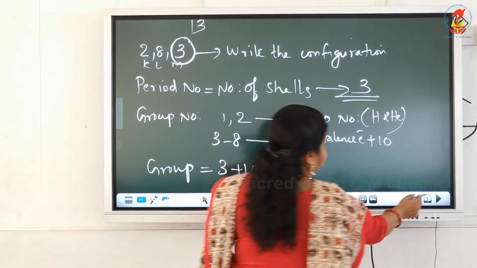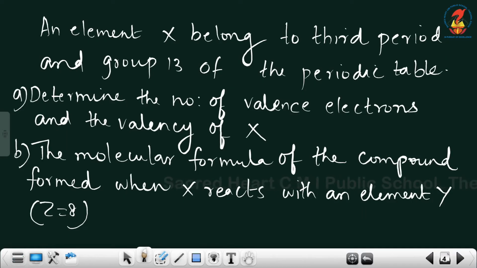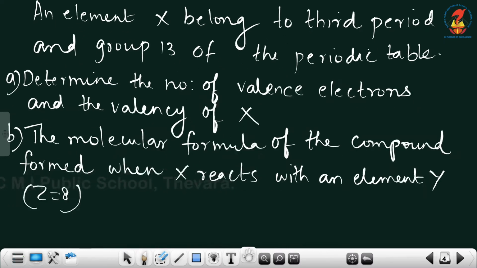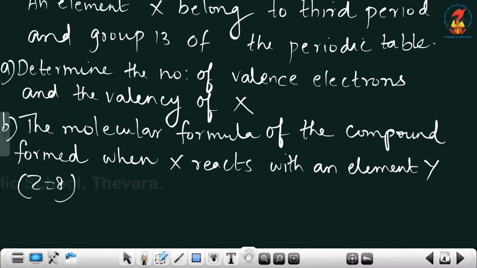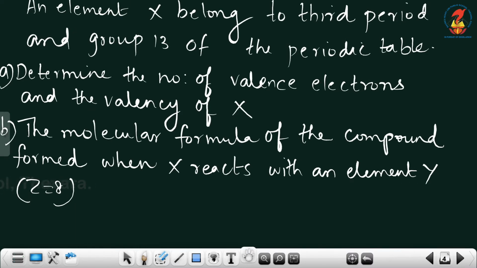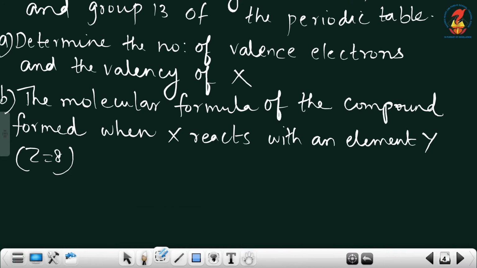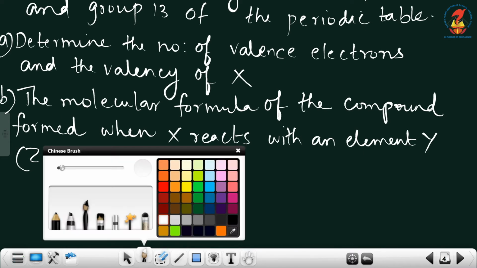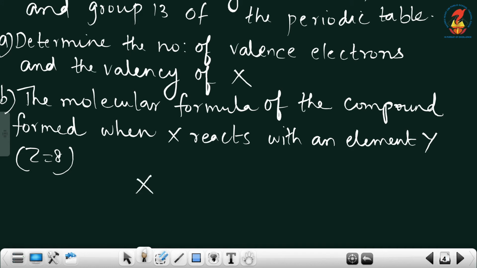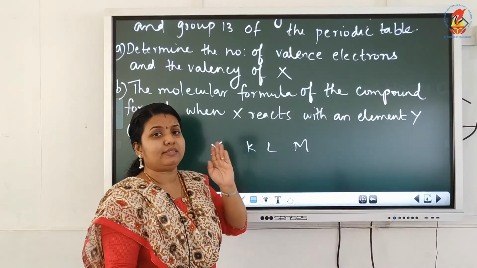Now, we will do a question. An element X belongs to the third period and group 13 of the periodic table. Determine the number of valence electrons and the valency of X. Here what is given is period number and group number. Period number is 3 and group number is 13. From that, how will you identify the element X? Period number 3 means how many shells are there? 3 shells, K, L, M.